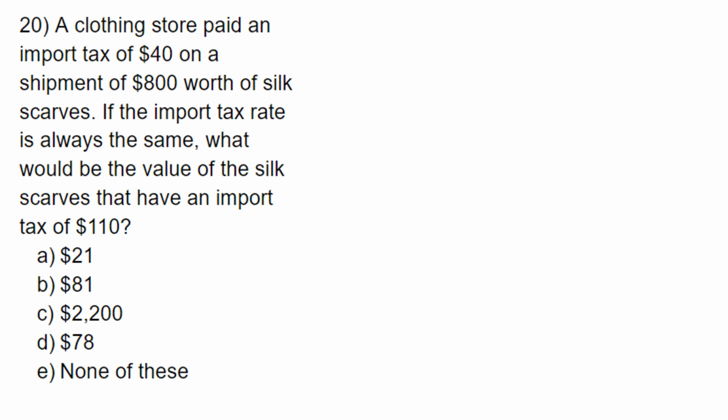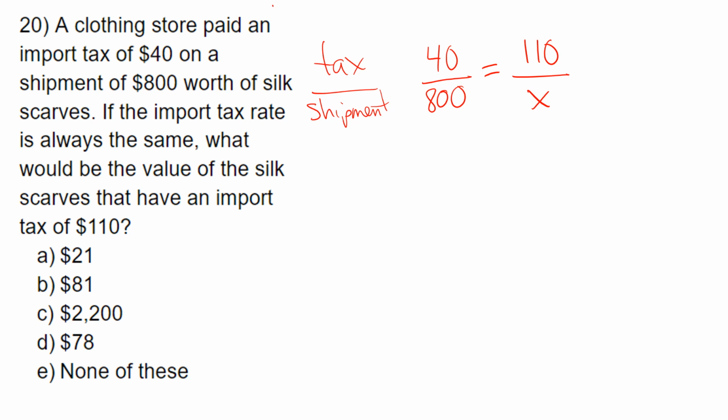A clothing store paid an import tax of $40 on a shipment of $800. So the tax is 40 bucks and the shipment is $800. If the import tax rate is always the same, which means our ratios can be the same, then what if we have an import tax of $110? How much would that shipment be worth?